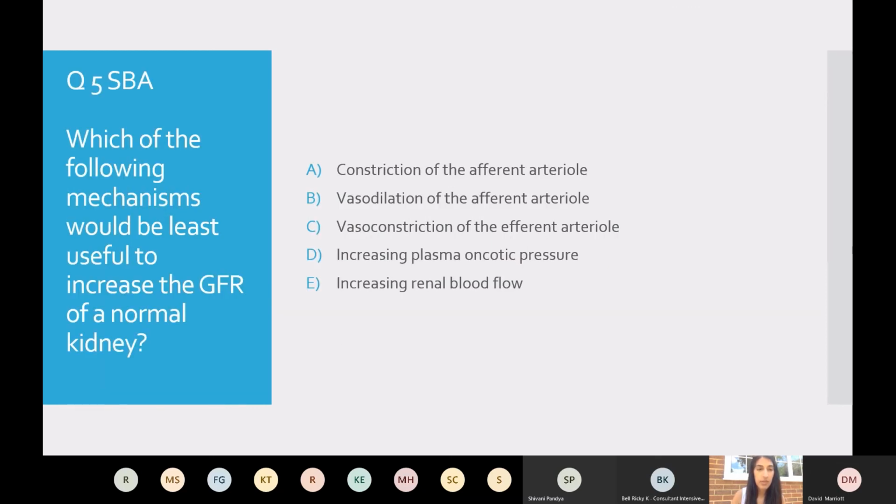Okay, so we're going to come on to some single best answer questions now. Question 5: which of the following mechanisms would be least useful to increase the GFR of a normal kidney? The focus is on the phrase least useful. Is it A, constriction of the afferent arteriole, B, vasodilation of the afferent arteriole, C, vasoconstriction of the efferent arteriole, D, increasing plasma oncotic pressure, or E, increasing the renal blood flow?